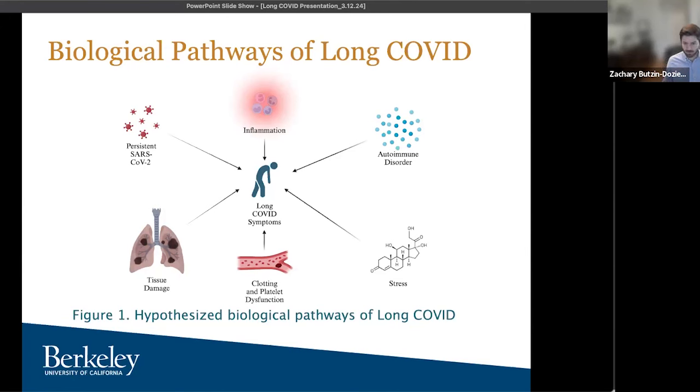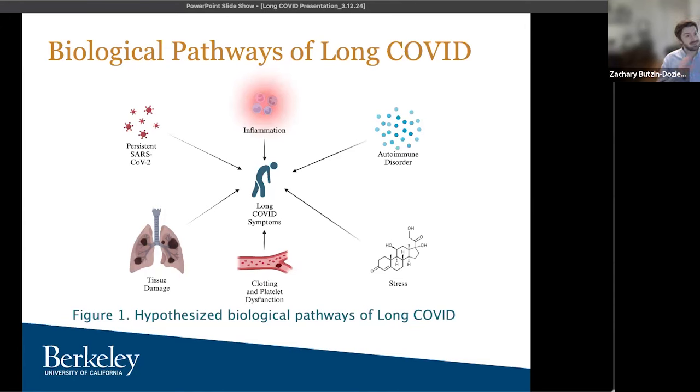In a bit more straightforward way, it's been well documented that acute COVID-19 and long COVID are associated with hypercoagulation, or clotting, and platelet dysfunction. And then, as I mentioned, acute COVID-19 can lead to tissue damage, can lead to organ damage of the lungs, the heart, the kidney and liver, the brain, which could clearly then have long-term negative consequences.